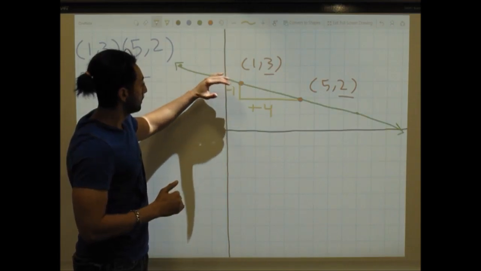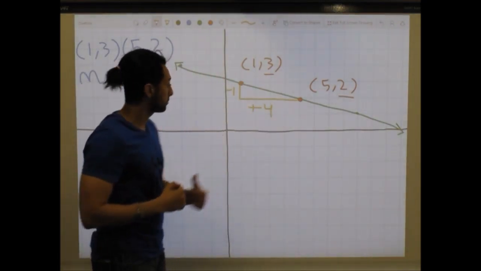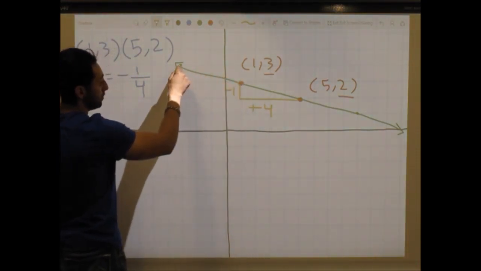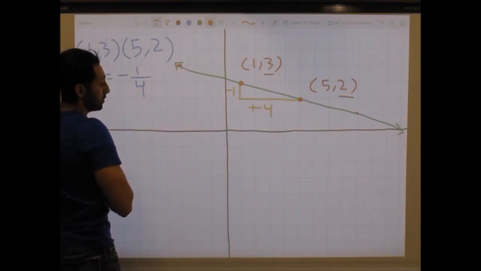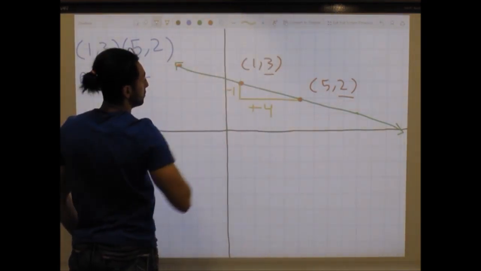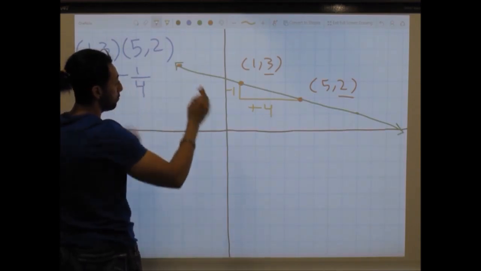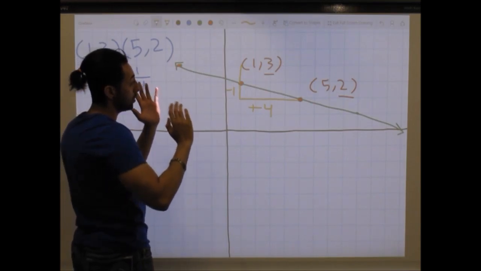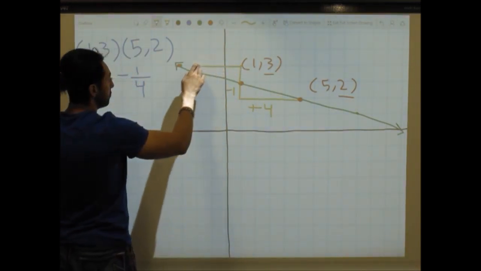But I don't always have to move left to right. I could always move from right to left. So if I wanted to get from this point to that point which I drew earlier, let's see how that plays out. Instead of going down 1, I'm going to go up 1. And to get to that point, I'm not going to go to the right 4, I'm going to go to the left 4. So 1, 2, 3, 4.